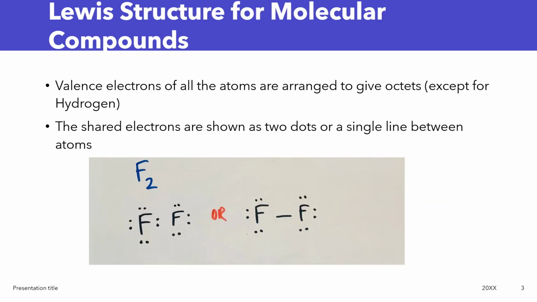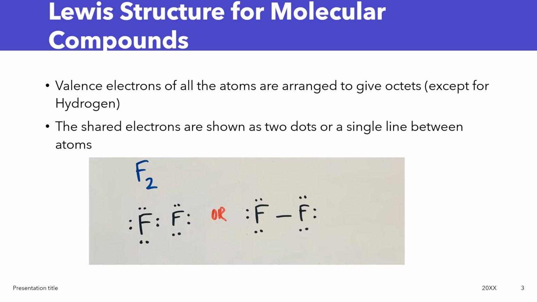Now let's take a look at how to draw the Lewis structure for molecular compounds. In molecular compounds, the valence electrons of all the atoms are arranged to give octets, except for hydrogen, which has 2 electrons. The shared electrons are shown either as 2 dots or as a single line between the atoms. Let's take a look at an example.